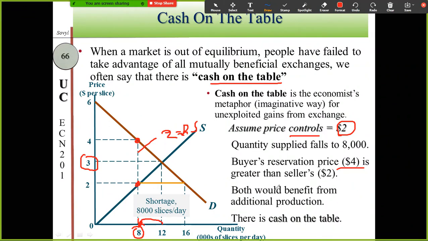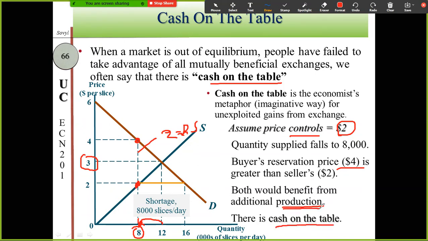But how about the seller? The seller wishes to receive 2, and actually they receive 2. So the buyer reservation price of $4 is greater than the seller reservation price of $2. In this case, because the buyer still has more surplus, both buyers and sellers would benefit from additional production. This is what we call cash on the table, additional production.